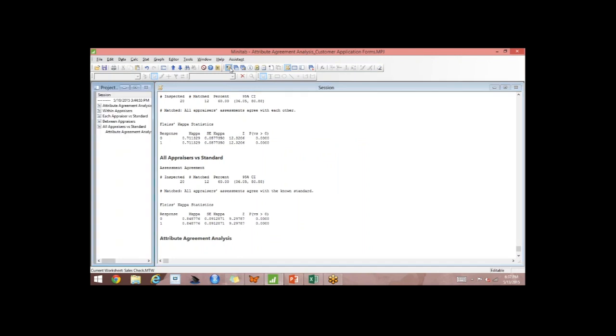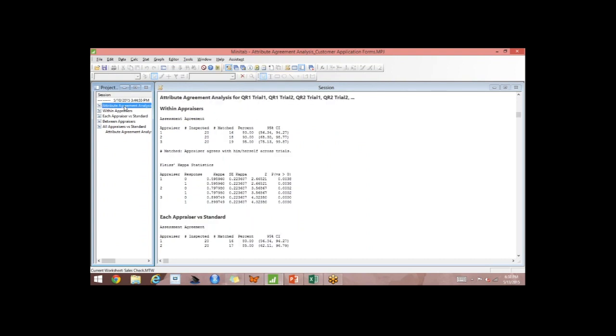Let me click here. This is called the session folder, which will show what are the various things which you have performed in this session. You have performed attribute agreement analysis, within that you have within appraisers, each appraiser versus standard, between appraisers, and all appraisers versus standard. Let us discuss each thing in detail. So the first thing is within appraisers. Let us get to this.